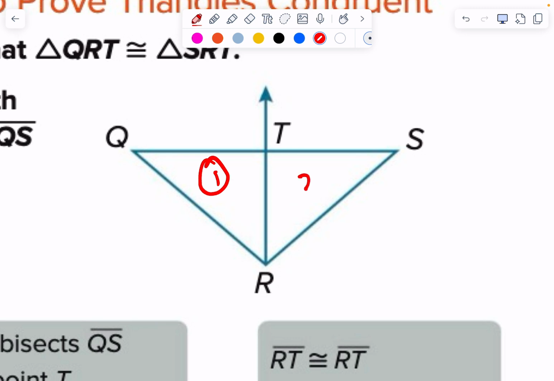So, be quiet. Shush. Turn around. Shh. I think they look like the same triangle.